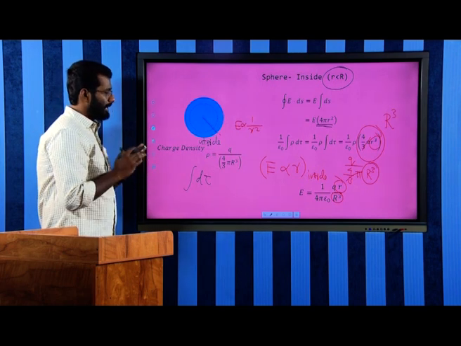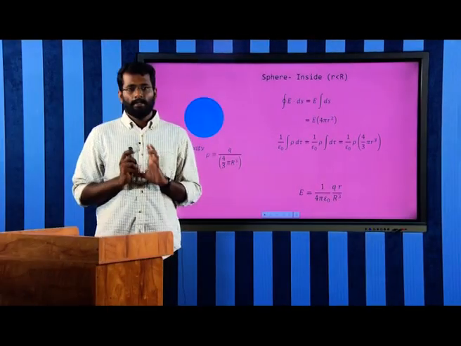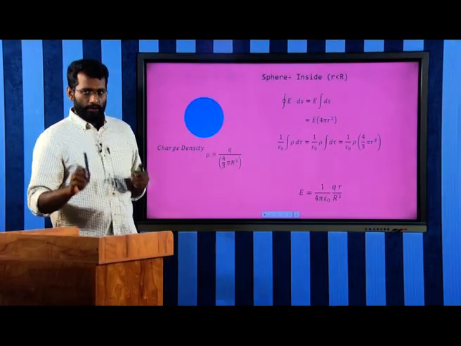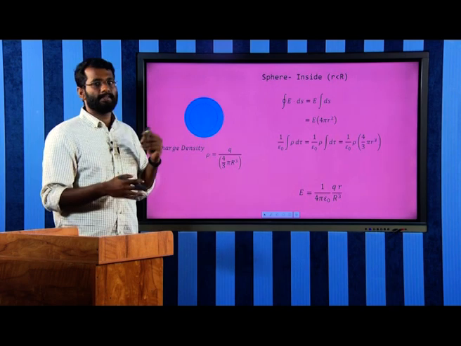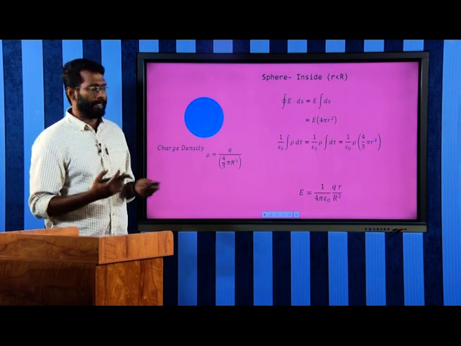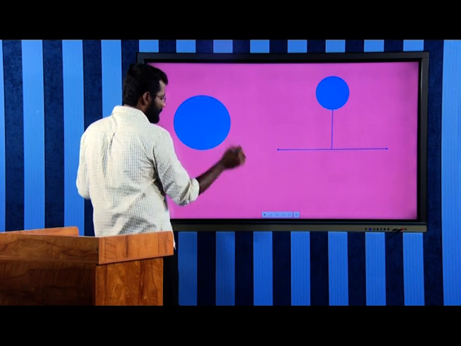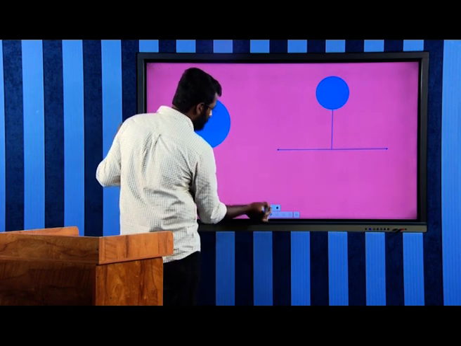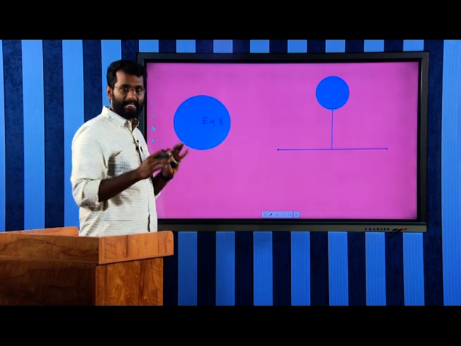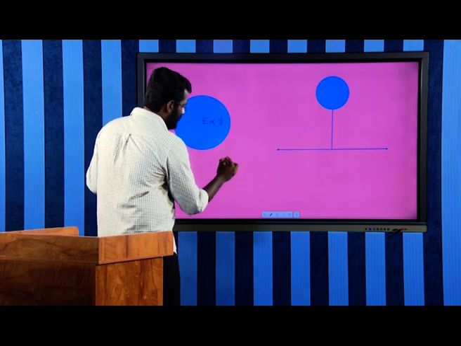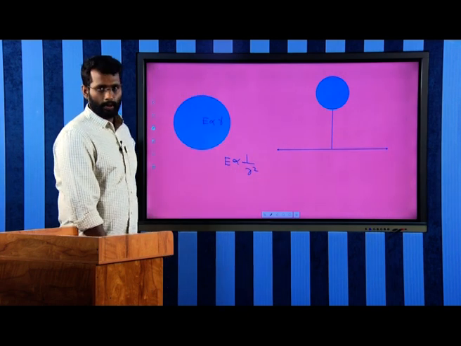Now we calculated the electric field due to this solid sphere, on the surface, outside the surface and inside the sphere. Now let us make a graphical plot of that. I am just drawing only the proportionalities. Inside, E is proportional to r, that is, it increases linearly with r, and outside, E is proportional to 1 by r square. Based on that we can plot a graph here.